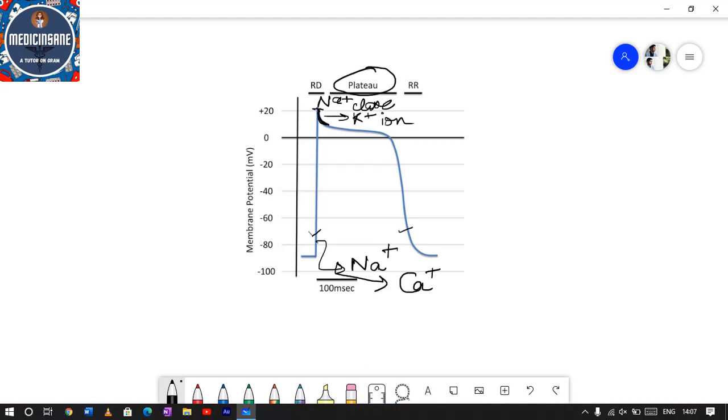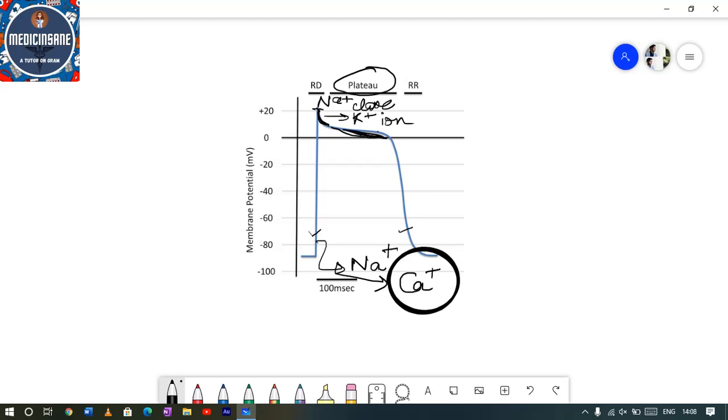We know that the potassium ion channels have opened and it tries to bring the membrane potential towards the resting membrane potential and has started repolarization. But we should not forget the fact that the calcium channels are still open now, right? So since the calcium channels are already open, this is going to balance out the effect of repolarization, which the potassium channel is trying to bring.